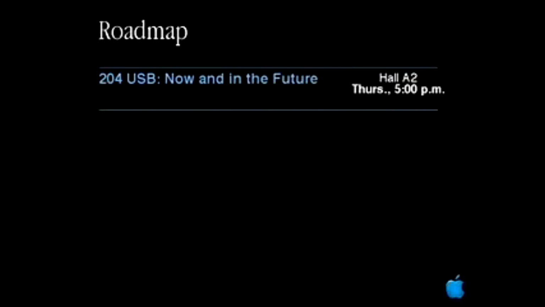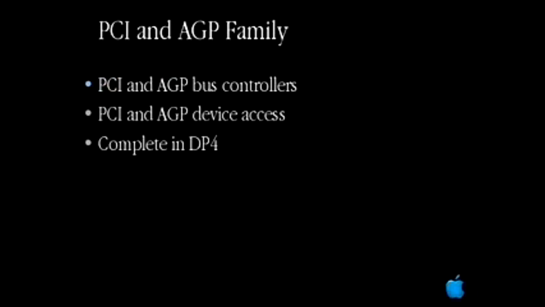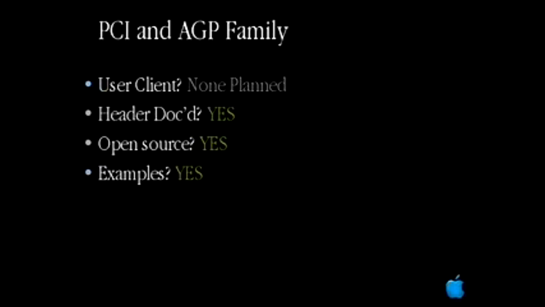The PCI and AGP families, family singular, is what you would use for getting access to a PCI device. And also, if you're writing a PCI or AGP bus controller, you're going to inherit from this, but I expect that's mostly for Apple at this point. And it's considered feature complete in DP4. Obviously, there's always going to be bugs to fix, but it's basically there.